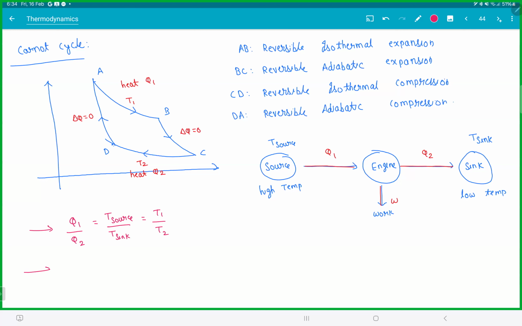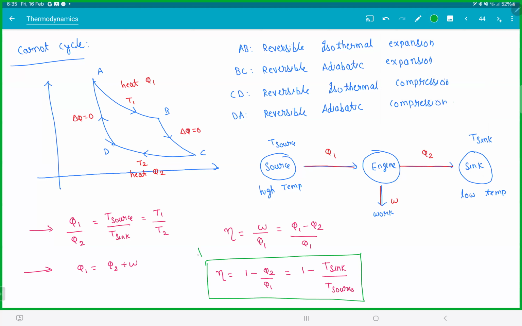So from here we can get the efficiency, and we also know Q1 is nothing but the work done plus heat rejected. So efficiency is work done by heat absorbed. This is Q1 minus Q2 by Q1. So this will be 1 minus Q2 by Q1, which is 1 minus T sink by T source. This is the formula which you need to mug up. For any heat engine, you can't have an efficiency more than this.